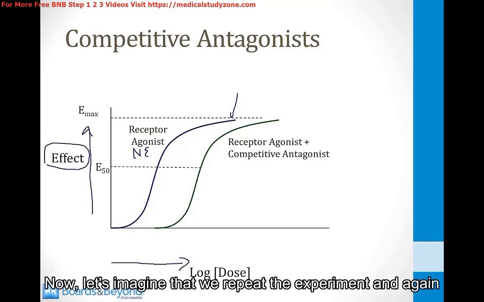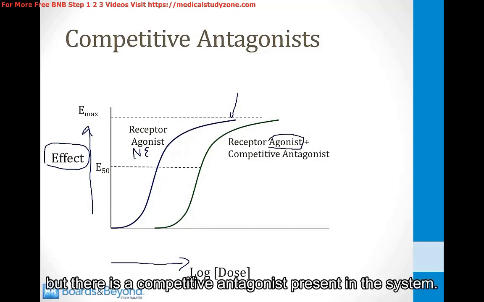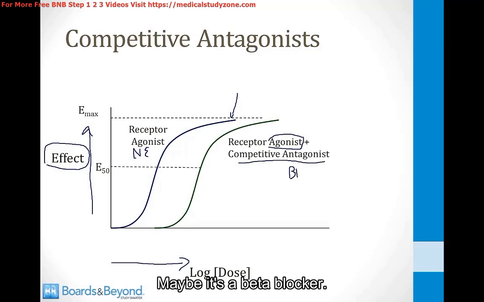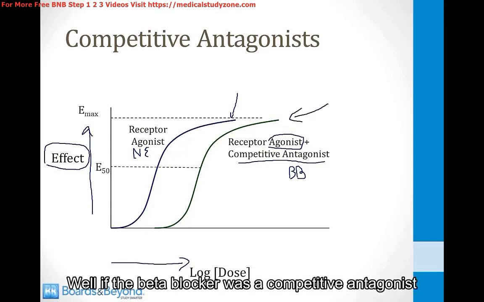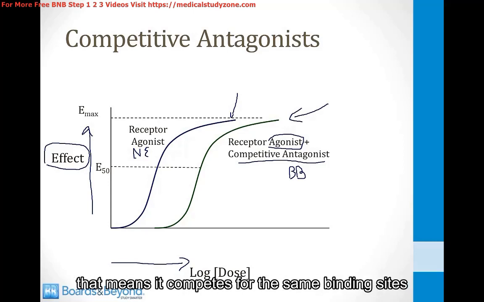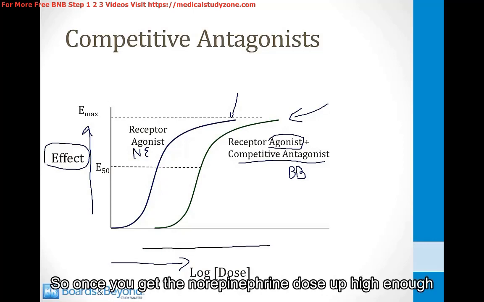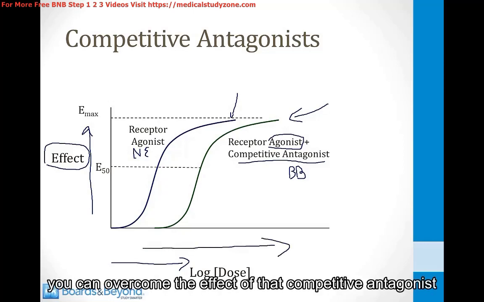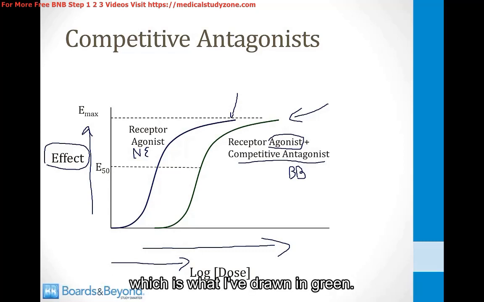Now let's imagine that we repeat the experiment, and again we administer increasing dosages of norepinephrine, but there is a competitive antagonist present in the system. Maybe it's a beta blocker. So what's going to happen when there's a beta blocker present is you are going to shift from the blue curve to the green curve. And let's talk about why that would happen. Well, if the beta blocker was a competitive antagonist, that means it competes for the same binding sites on the receptor as norepinephrine. So once you get the norepinephrine dose up high enough, you can overcome the effect of that competitive antagonist and generate your same normal shaped curve, which is what I've drawn in green.